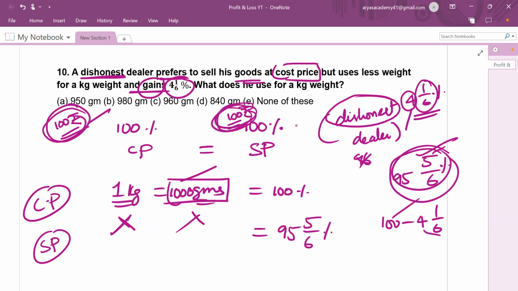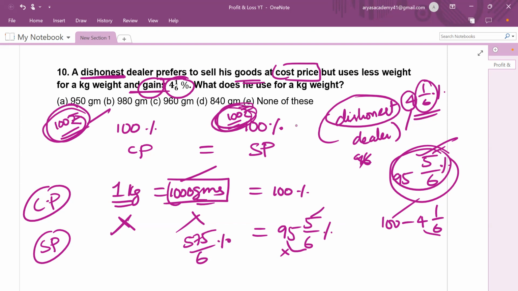If you feel inconvenience, then you have to do it like this. 6 5s are 30, 6 9s are 540. So 540 plus 30 is 570, plus 5, 575 by 6%. You can also write it as 575 by 6%.